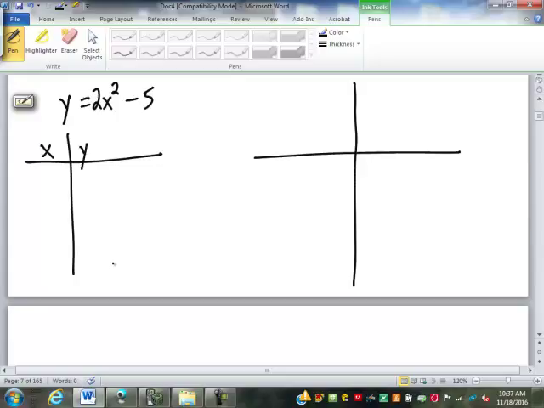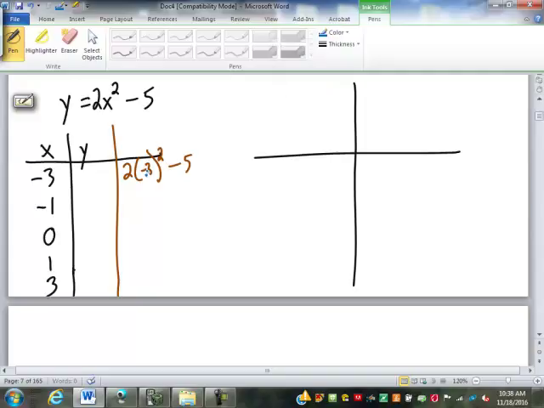where I'm going to pick values of x and plug them in to figure out what y has to be. So I might pick -3, -1, 0, 1, and 3. To figure out what y has to be, I'm going to figure them out off to the side over here. I'm going to put in the -3 where the x is. So it's 2 times -3 squared minus 5.